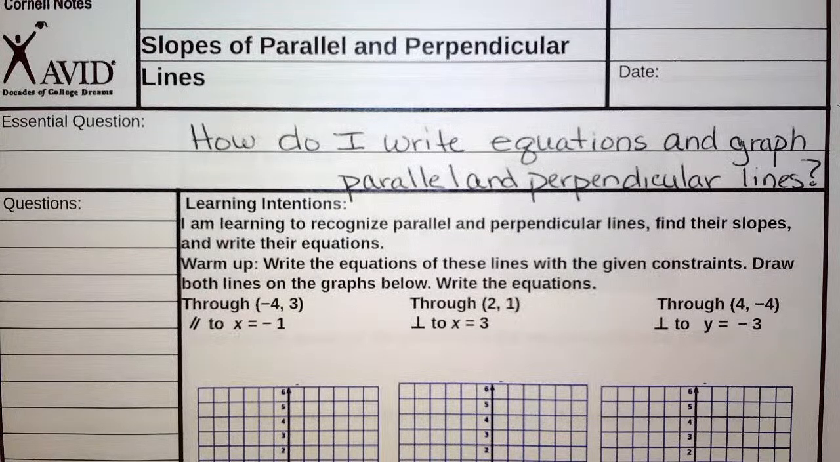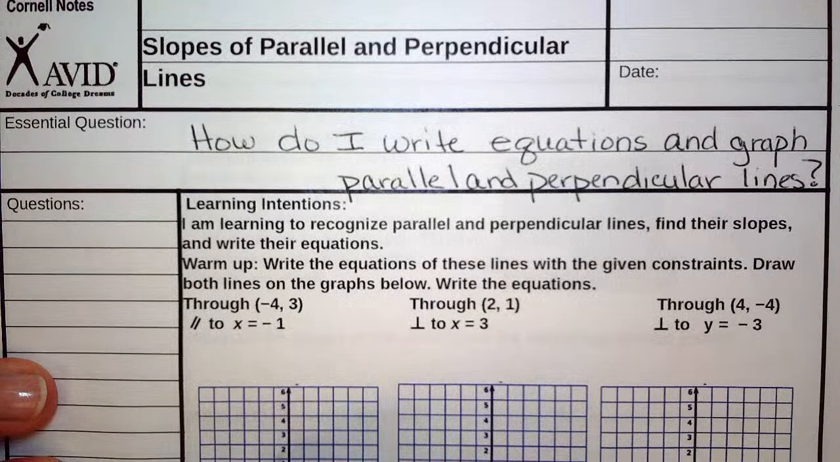So write the equations of the lines below with the given constraints. Draw both lines on the graphs below. So we want to go through (-4, 3) and parallel to x equals -1. What do we know about the line x equals -1? It is vertical. So let's graph that first.